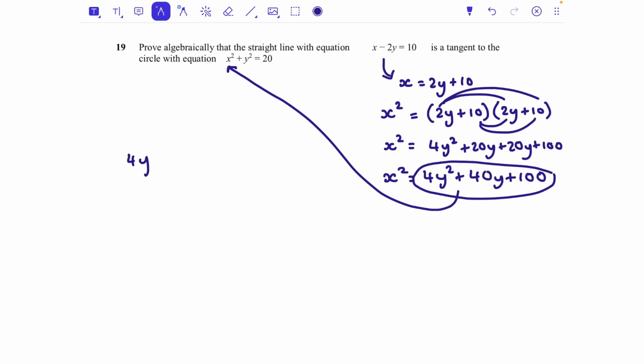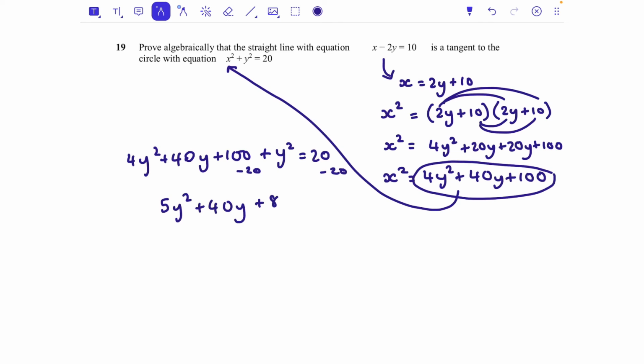So I'm going to put 4y squared add 40y add 100, add another y squared equals 20, which is 5y squared add 40y. And then I'm going to take 20 away from both sides because I want it to equal 0 because it's a quadratic. So add 80 equals 0. Now everything is in the 5 times table, and because the right hand side of the equation is 0, it doesn't make any difference that I'm going to go and divide this by 5. It just makes it easier to factorise it if it does factorise.